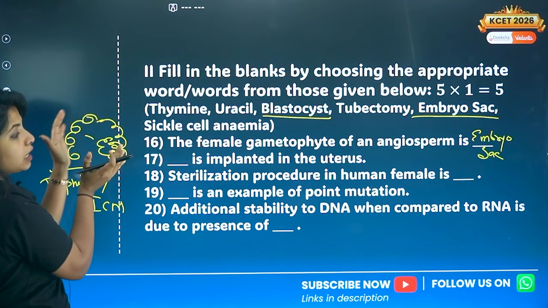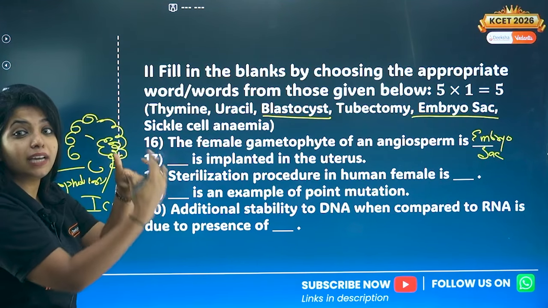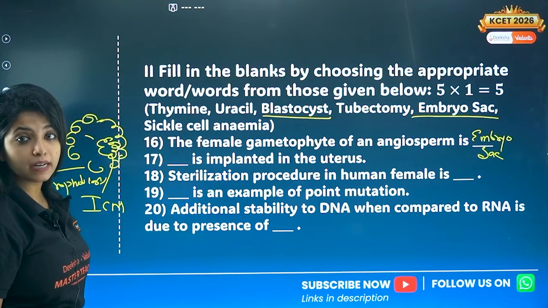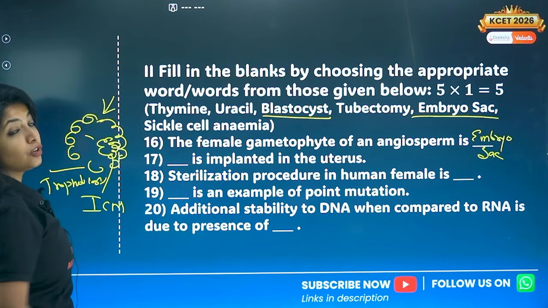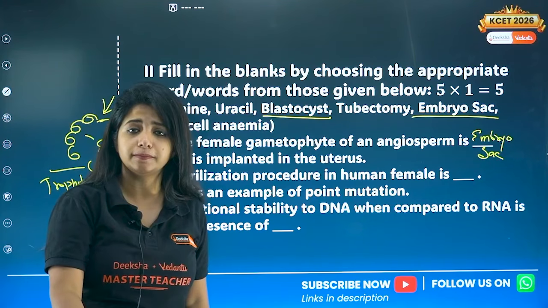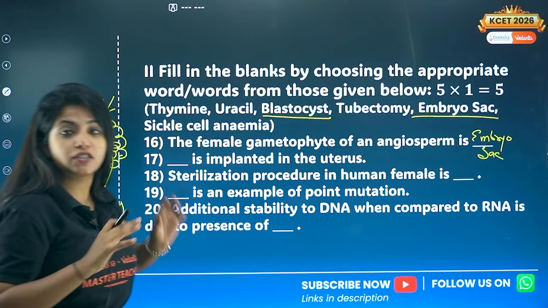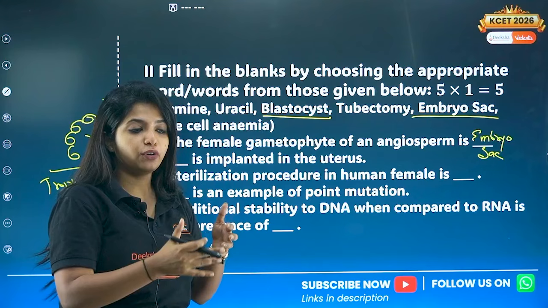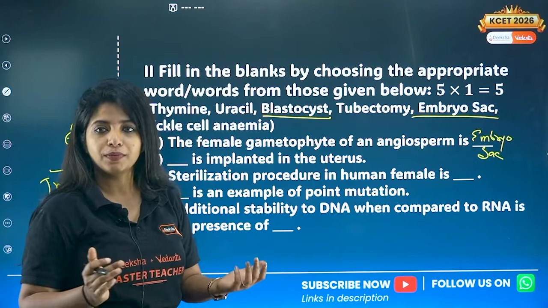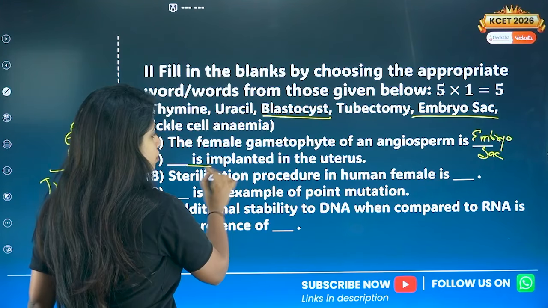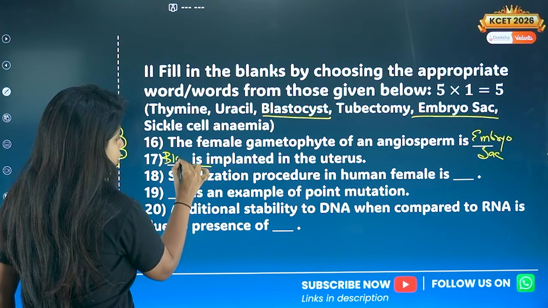So this particular thing goes and gets implanted into the endometrium of the uterus, my dear children. And you know what? Trophoblast is going to help in the formation of placenta as well. Whereas the inner cell mass strictly focuses on making the embryo grow bigger. So over here, blastocyst is implanted.